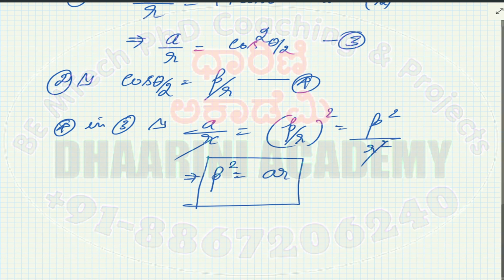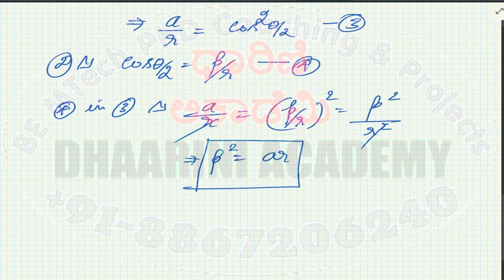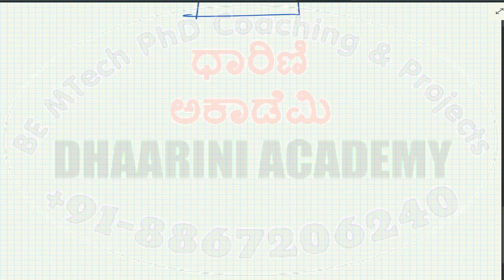That's why this is called the pedal equation. I should always try to relate the length of perpendicular p and the radius vector r in such a way that there should not be theta present in your equation. Theta should not be there because you are not relating theta over there. Should relate p and r without theta. That's why it is called a pedal equation.